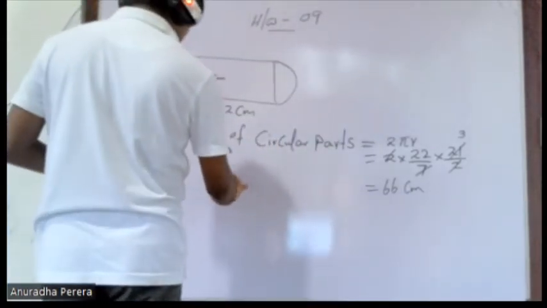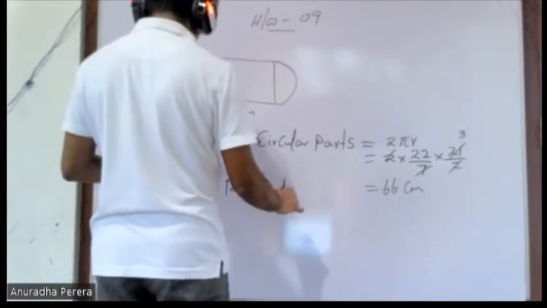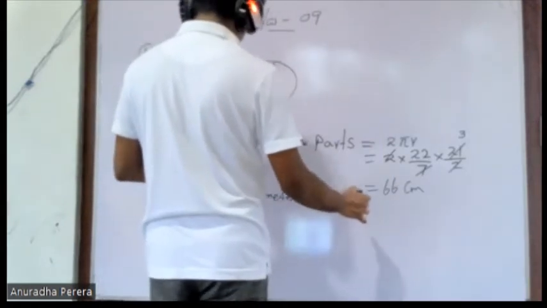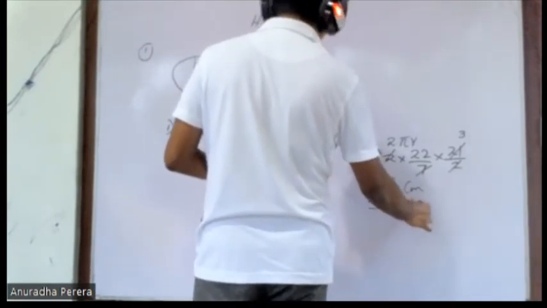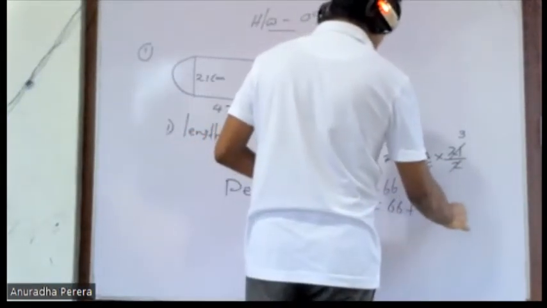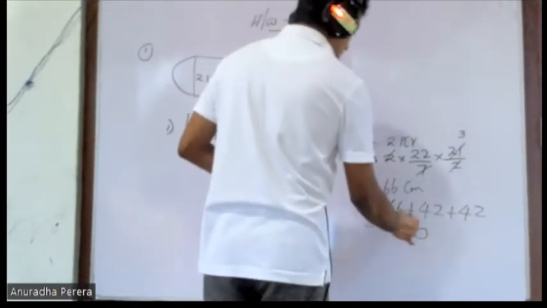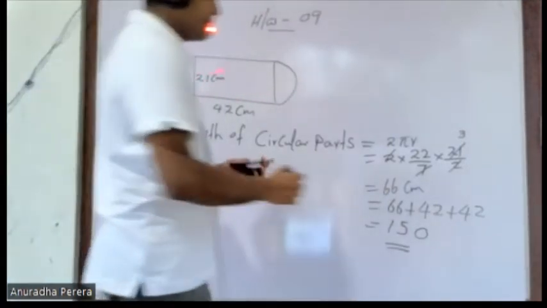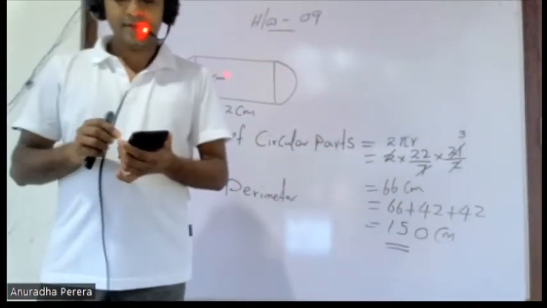Then determine the perimeter. 66 plus 42 plus 42. Have you got it? 150? Yes, sir. Right. The answer is 150.